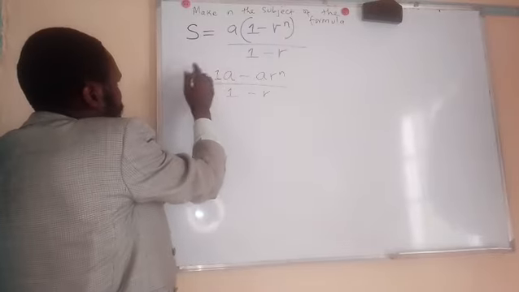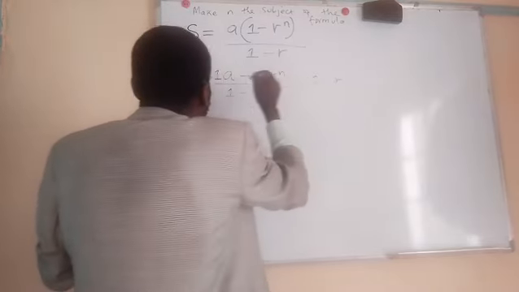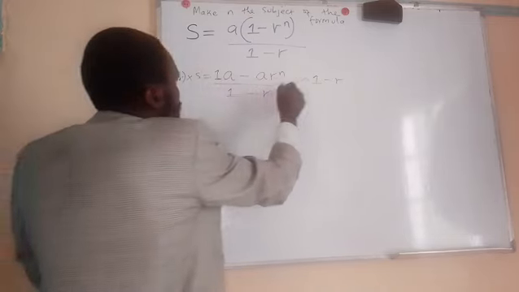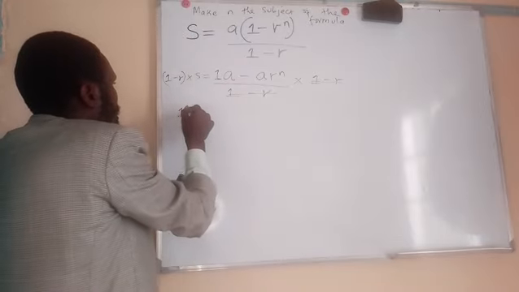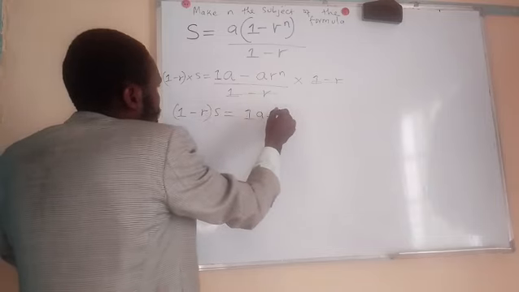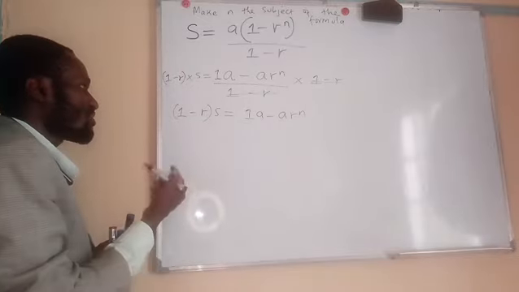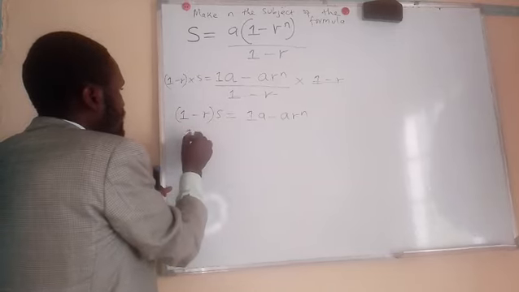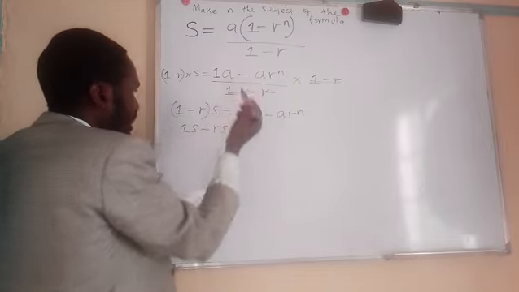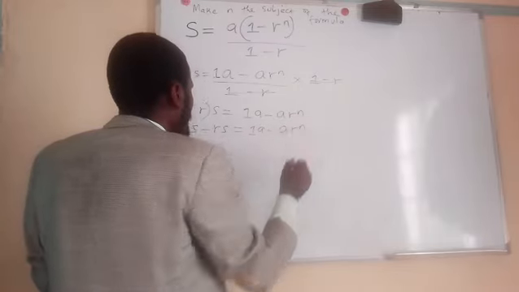So, just a minute. So we have S is equal to, so we shall say times 1 minus R, then we multiply all this by 1 minus R. So this and this will disappear. So we'll be left with 1 less R, and we are multiplying this by S, and this must give us 1A minus AR raised to N. Very simple. Let's open the bracket on this side, the left hand side of this working. 1 times S, that is 1S. Then less R times S, that is RS or SR. That must be equal to 1A minus AR raised to N.